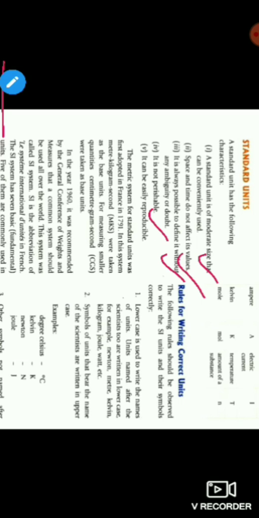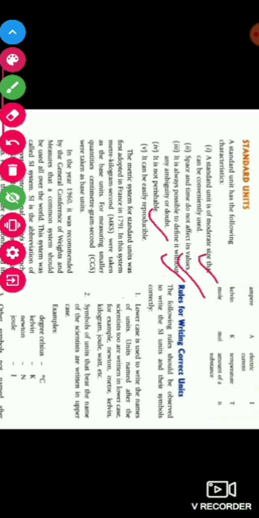Third thing, it is not perishable, so it should not go bad early. It should have some lifespan, you know. Third thing, it can be easily reproducible. It should be easy to make copies of it, or if you lose it somewhere, then you can reproduce that. So it's very important.